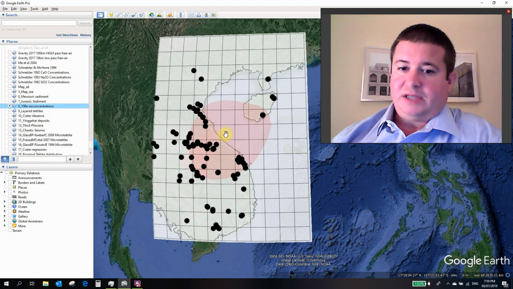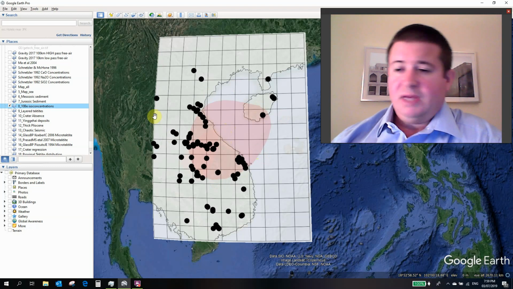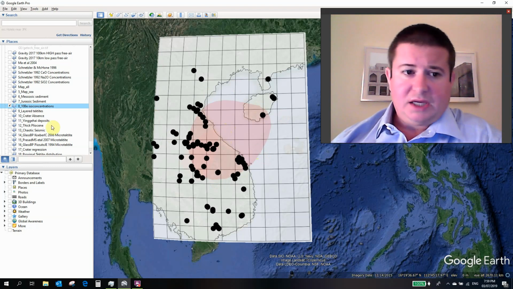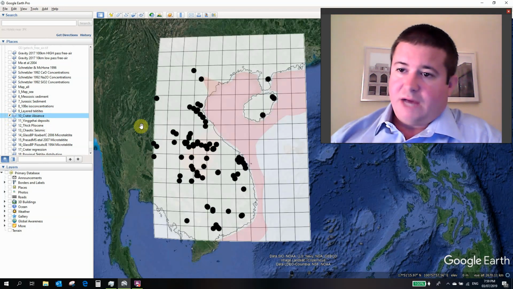Blum actually picks the potential source crater somewhere here, which makes very good sense. It's one of the best areas to propose it, actually, somewhere here, close to the coast of Vietnam. It won't be totally close, I'll explain that in a little bit. Crater absence. Well, let's explain it now.